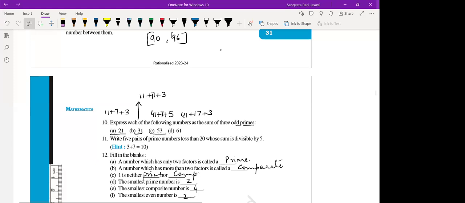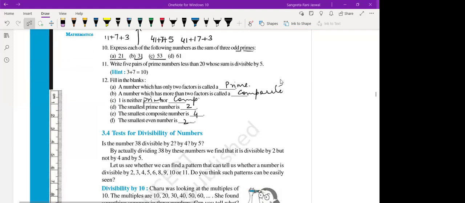Okay, so fill in the blanks now. A number which has only 2 factors is called a prime number. A number which has more than 2 factors is called, what do you call it? Say it loudly.